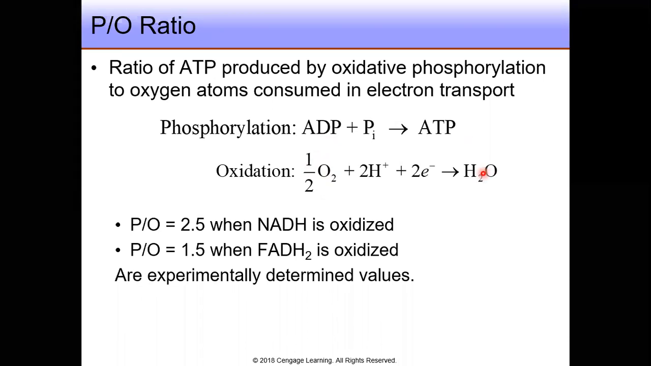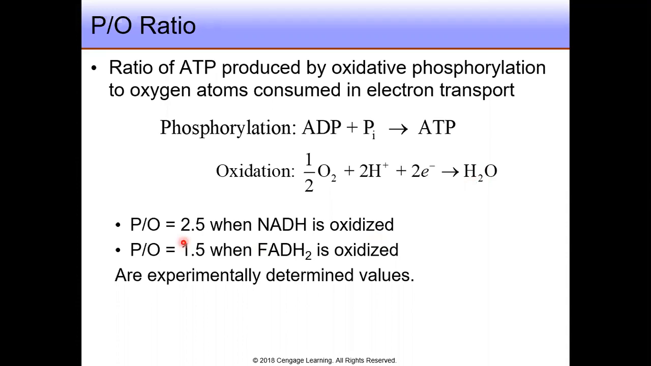As we have already mentioned before, 2.5 moles of ATP are produced when 1 mole of NADH is oxidized to NAD+, and 1.5 moles of ATP are produced when 1 FADH2 is oxidized in the electron transport chain. These are experimentally determined P2O ratio values: 2.5 when NADH is the substrate oxidized, and 1.5 when FADH2 is the substrate oxidized.